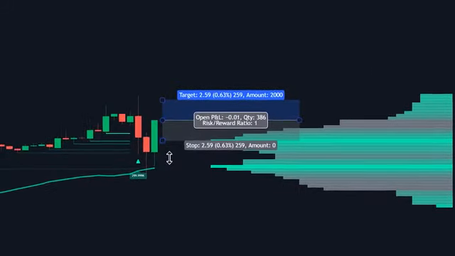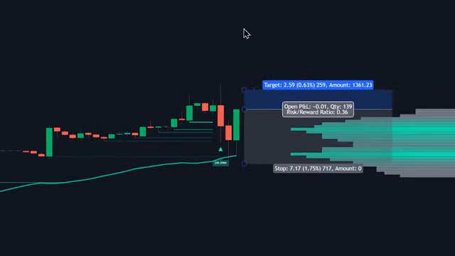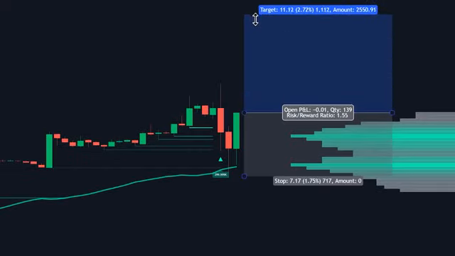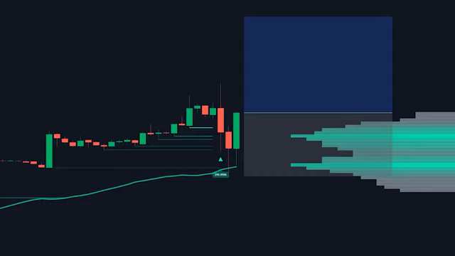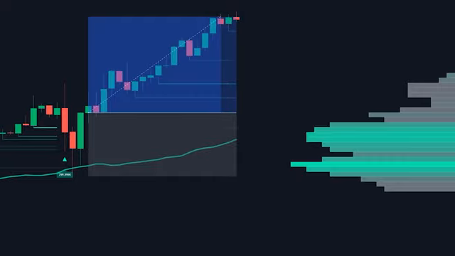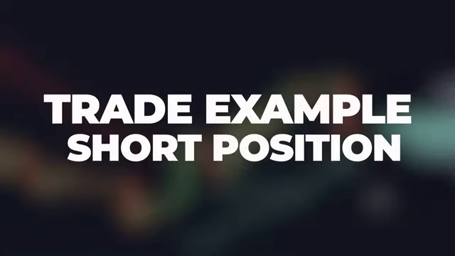The stop loss is placed either at the trend ribbon or at the most recent swing low, and the take profit is going to be set at 1.5 times the risk. Letting the trade run, and it was profitable. Now, for a short position, we're going to do the opposite.